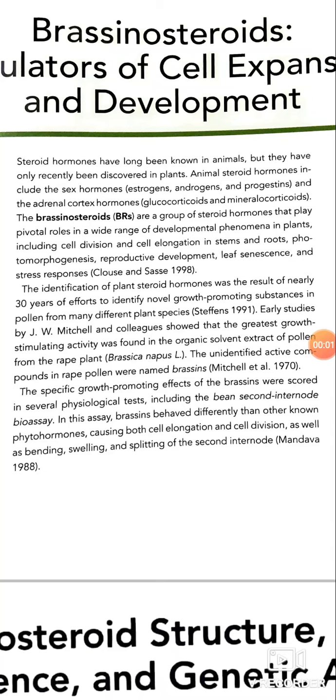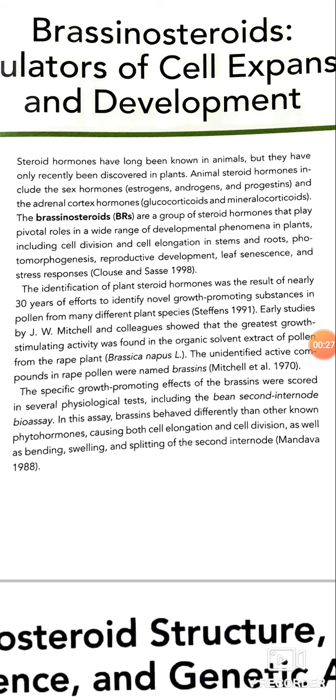Students, today we are studying brassinosteroids. It's a type of growth regulator found in plants for cell expansion and their development. Steroid hormones have long been known in animals, but they have only recently been discovered in plants.